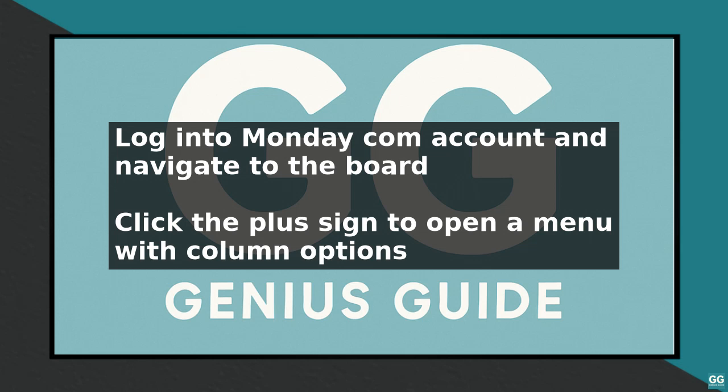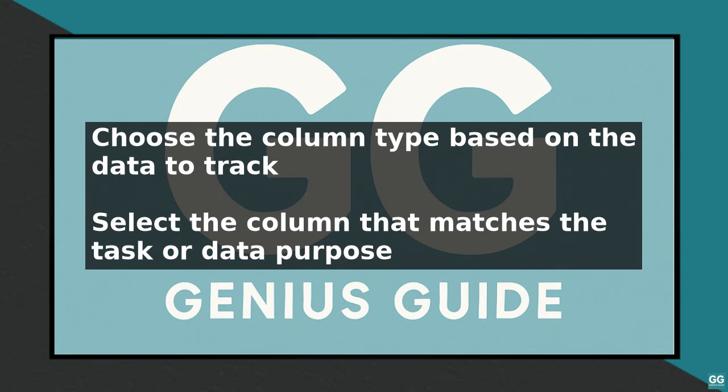Choose the type of column you want to add based on the data you want to track. For example, if you want to track the status of a task, choose the status column. If you want to track the deadline of a task, choose the date column.